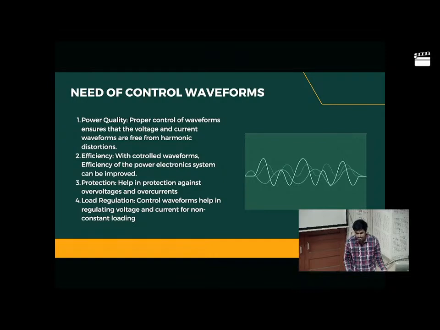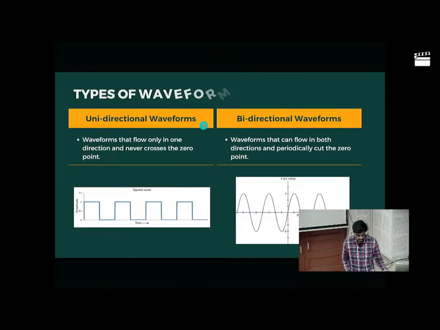So in some cases, when your load is not constant, it might be variable. So you have to change your control signaling to meet that load, so that the system doesn't collapse and your supply is maintained. Now, what are the various kinds of waveforms that we use?